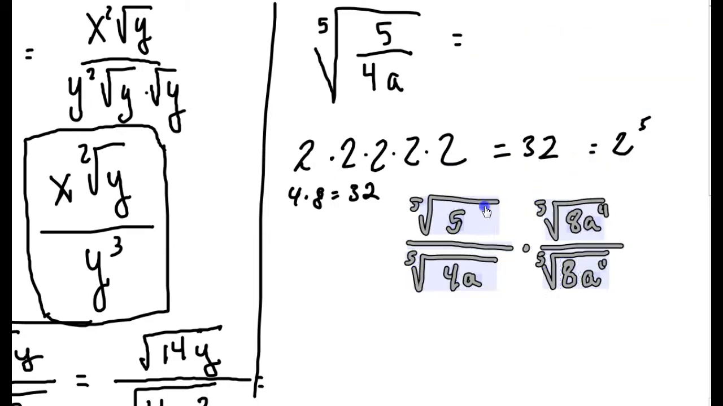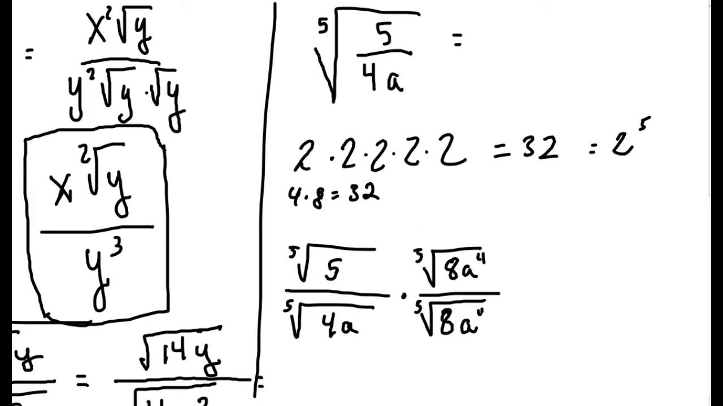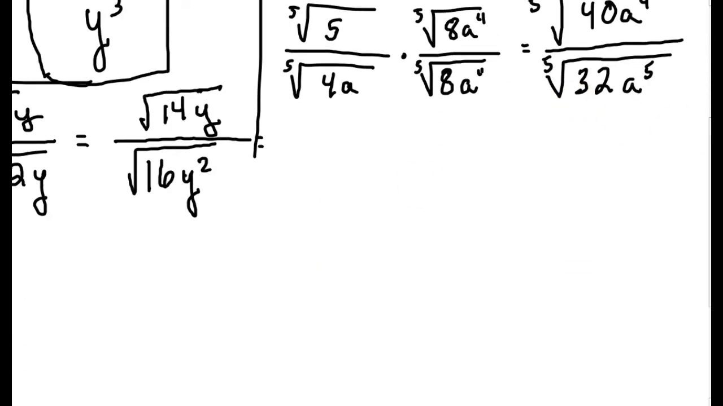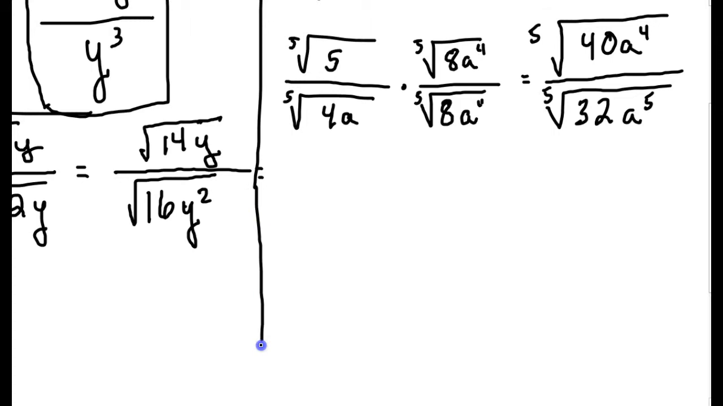Okay, I'm going to move my thing down further so we have more room. So what happens to our numerator? It becomes 40a to the fourth. And what about our denominator? It turns to the fifth root of 32a to the fifth. Does everybody agree with that? Is everybody up to speed on that? Or do we need to backtrack at all before we move forward?